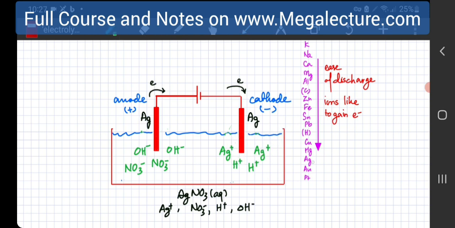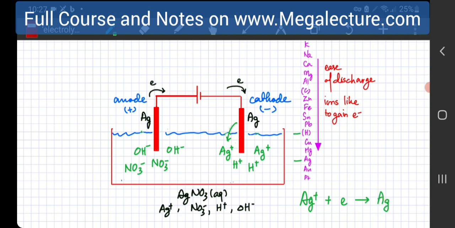So if you look at the reactivity series, silver is over here and H is over here. So you've got H and you've got Ag. The one that's at the bottom is more likely to gain electrons. So the electrons are going to go to silver, and we'll write our equation. Silver ions would gain 1 electron and turn into neutral silver metallic atoms.